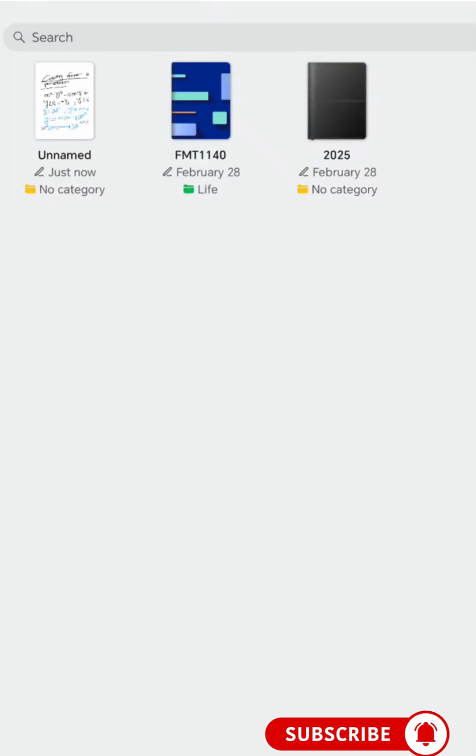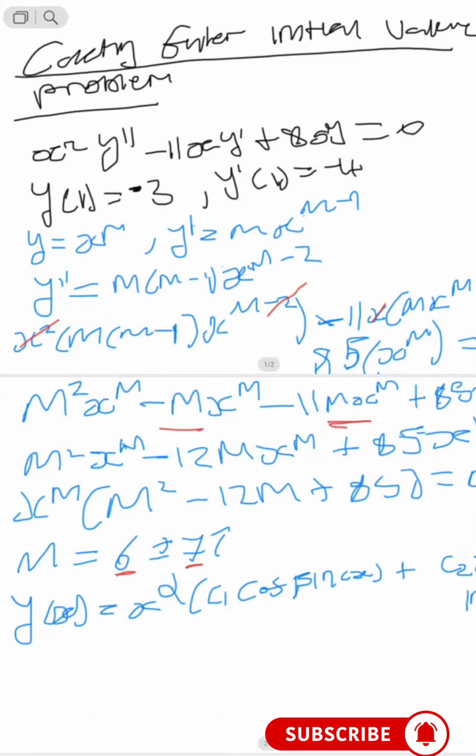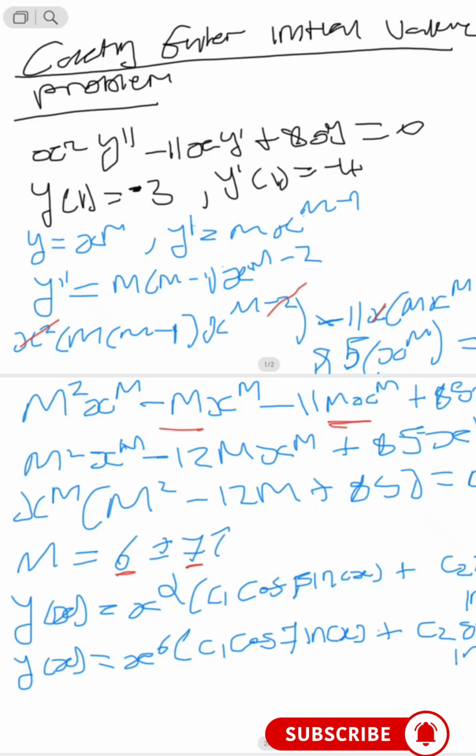So we can go ahead and substitute. Then we're going to have y of x, which is equal to x exponent 6, c1 cos, where our beta is 7, which means we'll have 7 ln x, plus c2 sin 7 ln x.